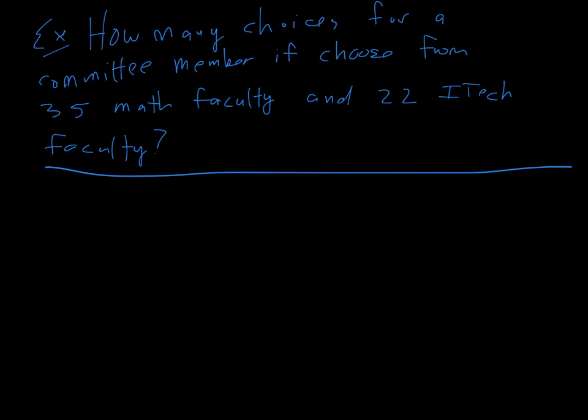So the number of choices you have are 22 people from the iTech committee plus 35 people from the math committee, which gives you 57. So the dean, or whoever it is, makes the choice for a committee member from math or iTech to be on the committee. The dean has 57 different choices for the person to be on that committee.